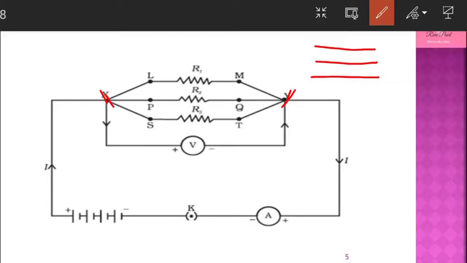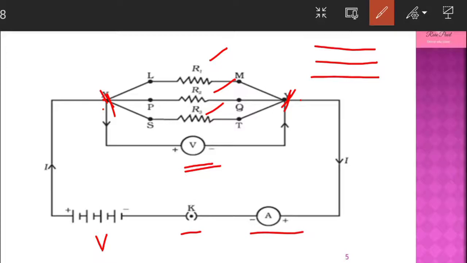parallelly we are going to connect the resistors, isn't it? See here, R1, R2, R3. These are the three resistors that are connected in parallel across the 2 points. And how to measure the voltage? We need to connect the voltmeter across these 2 ends, right? And now see, we are going to connect this combination to the voltage source. And here we have the plug key. As usual, we'll have a plug key and an ammeter which will be connected in series.